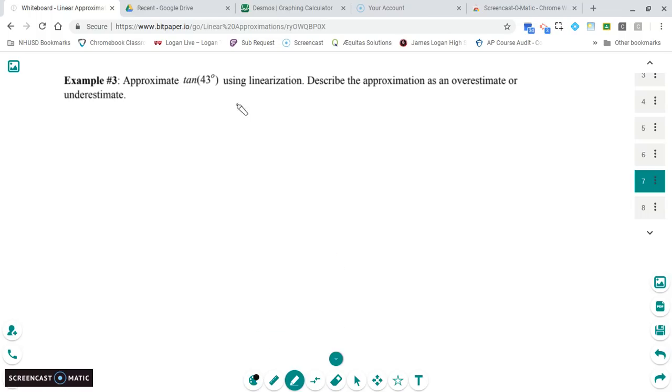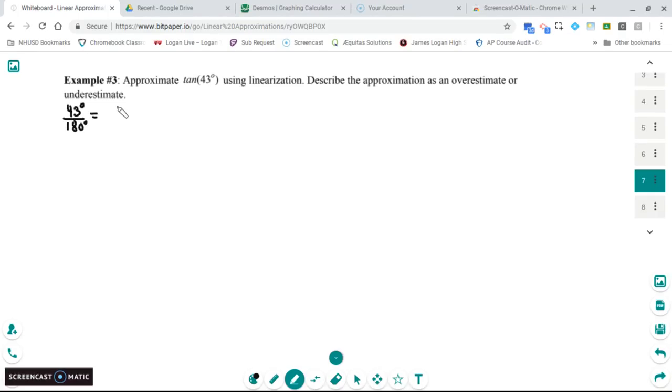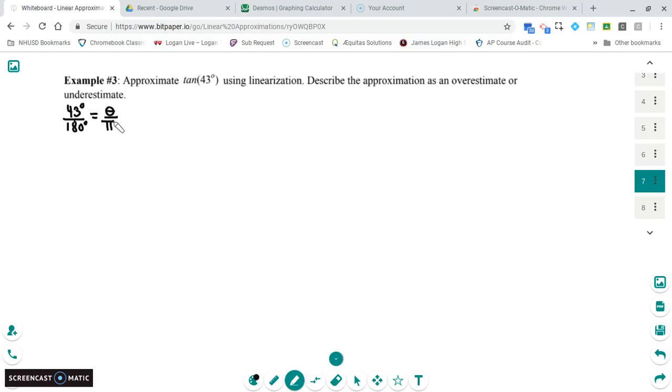Before I begin, I do note this is in degrees and we do everything in radians, right? So I'm going to do a quick conversion. 43 degrees is to 180 degrees as some angle theta is to pi, because 180 and pi are equivalent. And if I multiply both sides by pi, I will get my theta, which is equal to 43 pi over 180. So there's my quick conversion.